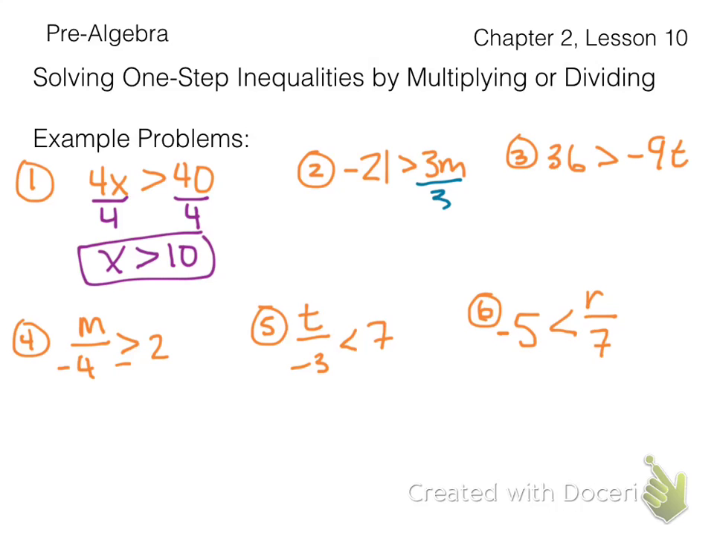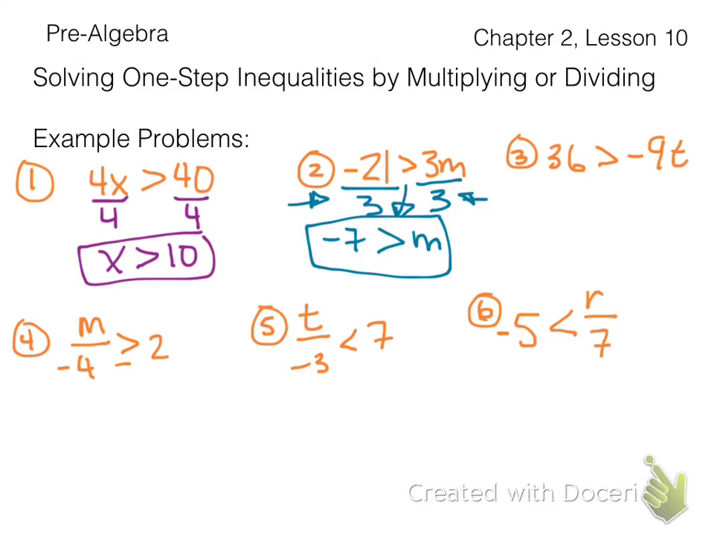Divide by 3, because the opposite of multiplying by 3 is dividing by 3. Divide by 3. M is less than -7. So just because there's a negative in my problem doesn't mean I switched it. Because I divided by a positive 3, my inequality stays the same.